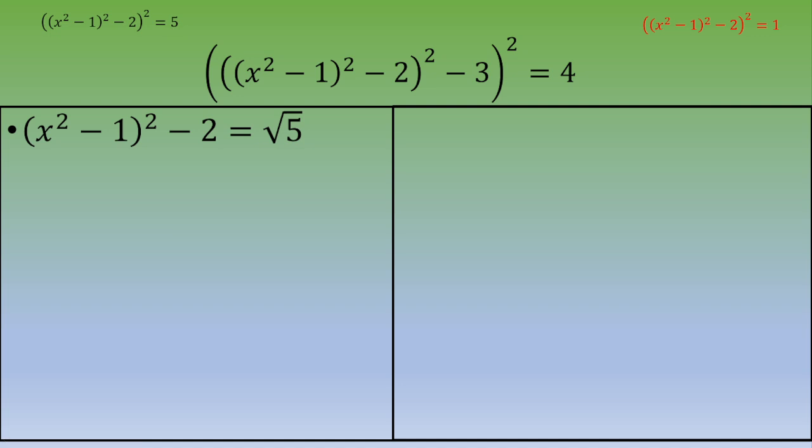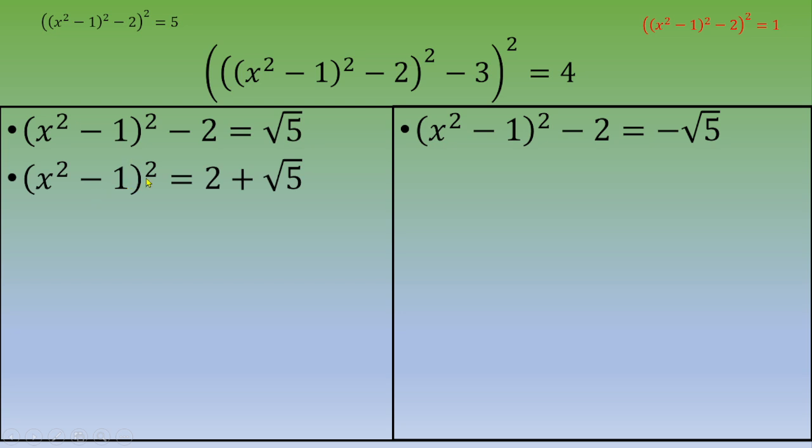If this equals 5, that means you've got two options. This equals square root of 5, this is the first option, or this equals negative square root of 5. So we are going to put this negative 2 on the other side of this equation. So we end up with x squared minus 1 squared equals 2 plus square root of 5, and x squared minus 1 squared equals 2 minus square root of 5. So we are going to focus on this quantity.